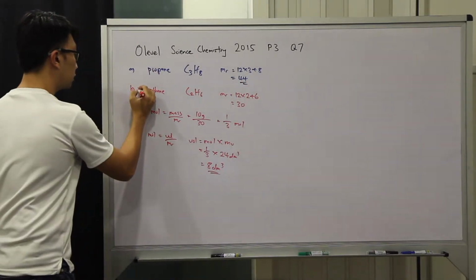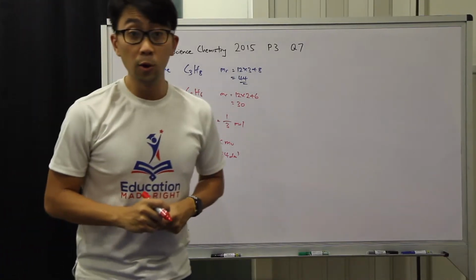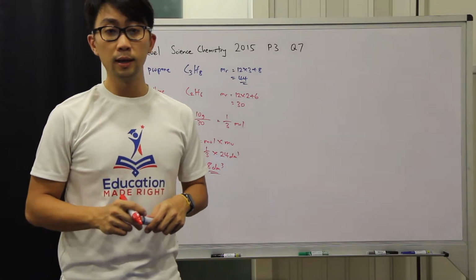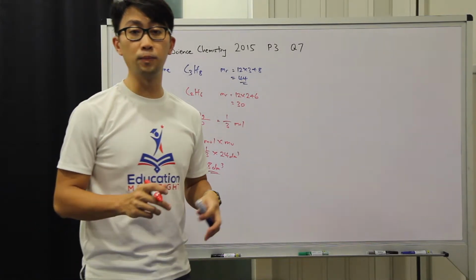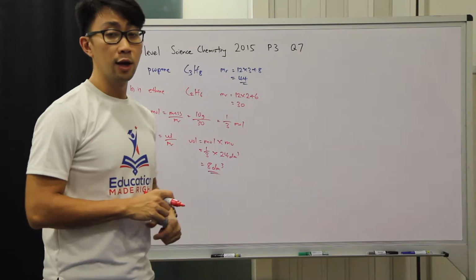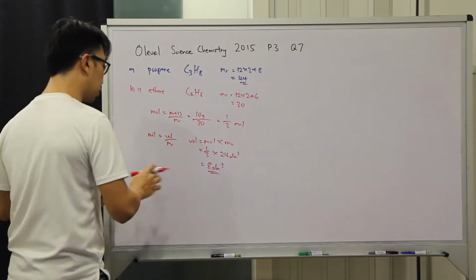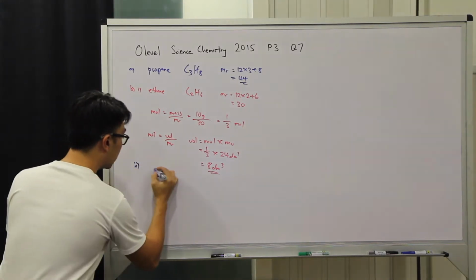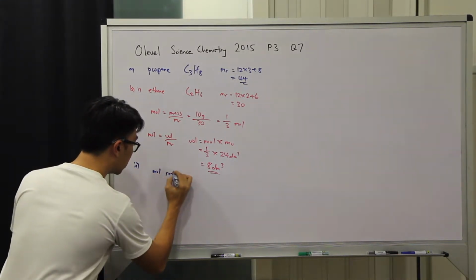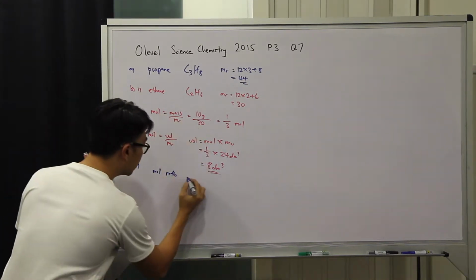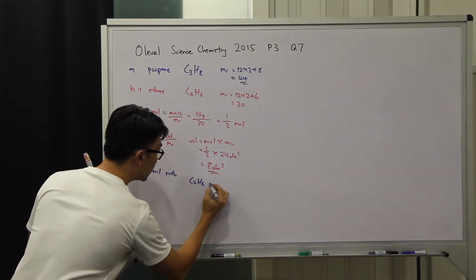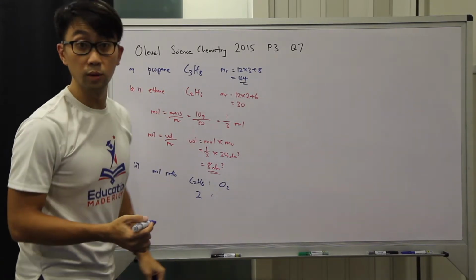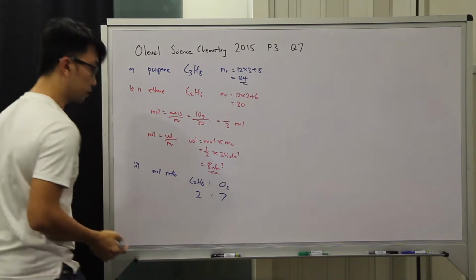For part 2, we have the chemical equation for the complete combustion of ethane as given, and we need to calculate the volume of oxygen needed to burn 10 grams of ethane completely. So here we can first do a mole ratio for part 2. The mole ratio of ethane, C2H6, to oxygen is 2 to 7. Alright, 2 mole is to 7.